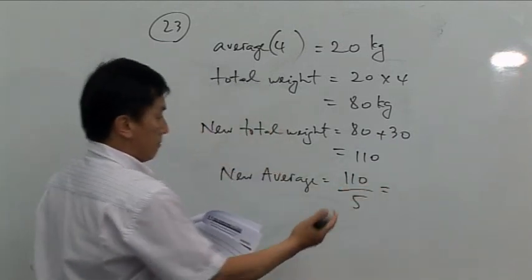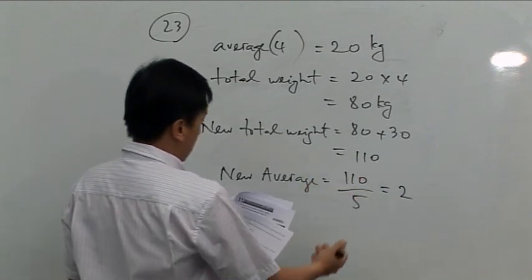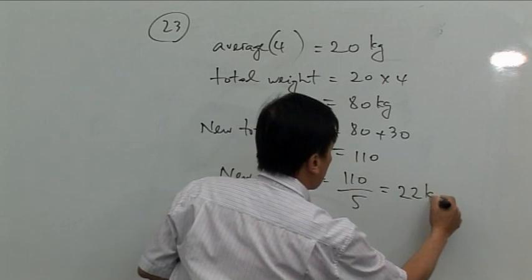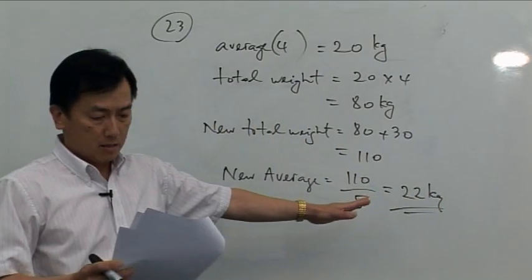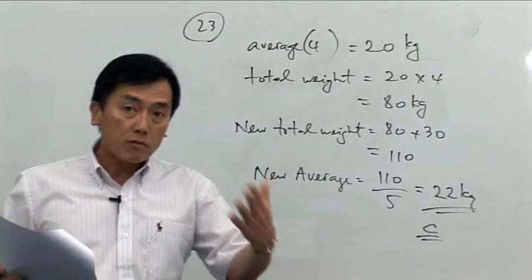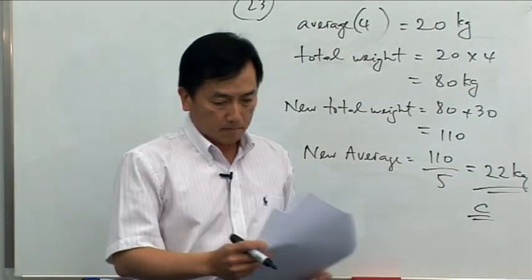So if you divide that, 11 divided by 5 gives us 2. You carry 1. 10 divided by 5 gives you 2. So that's going to be my new average. In this case, the answer is going to be C. Okay, so read through the questions, write it down, and do your calculations.